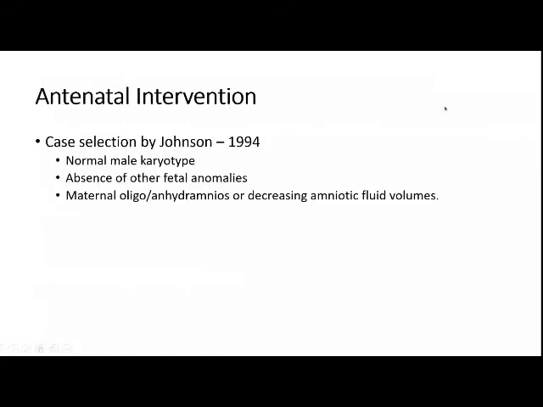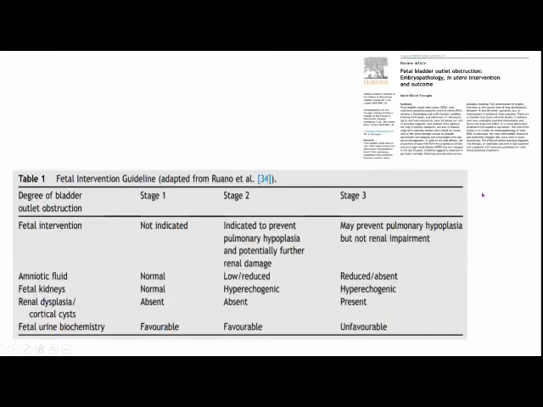So when we come to antenatal intervention, after the biomarkers we come to know a lot. It was already discussed in previous topics how to diagnose this, but I'll go directly into the antenatal intervention and postnatal outcome. For antenatal intervention, case selection is as per Johnson. The child should have a normal male karyotype, absence of other fetal anomalies, and maternal oligohydramnios or anhydramnios, that is decreasing amniotic fluid, are indications for case selection for antenatal intervention.